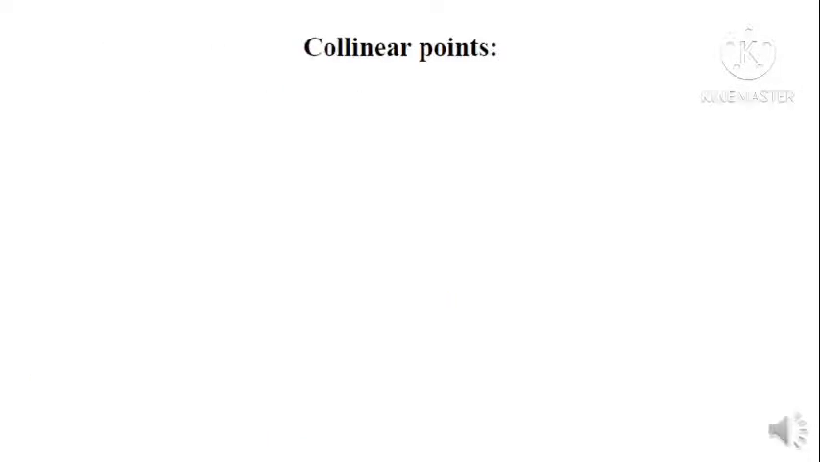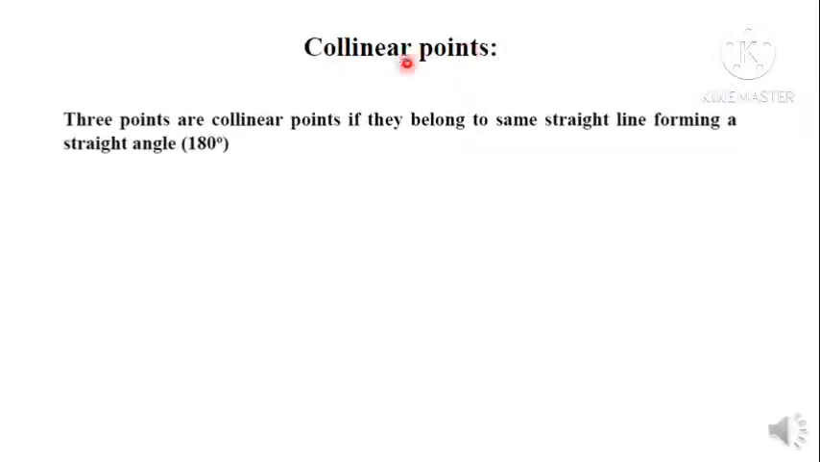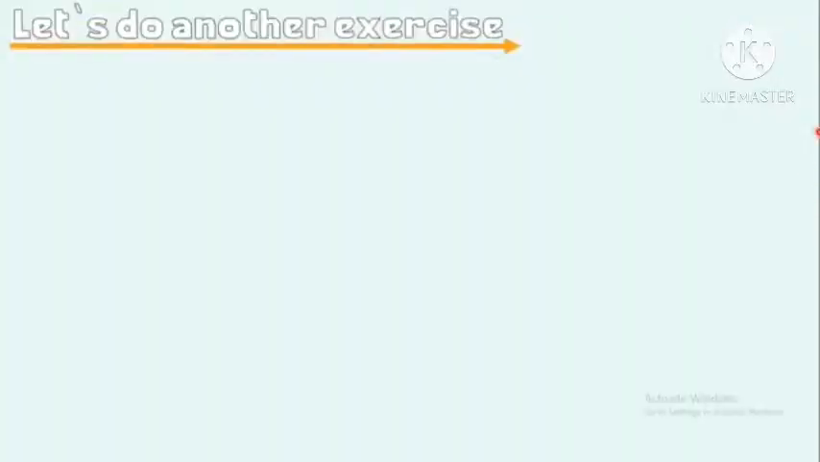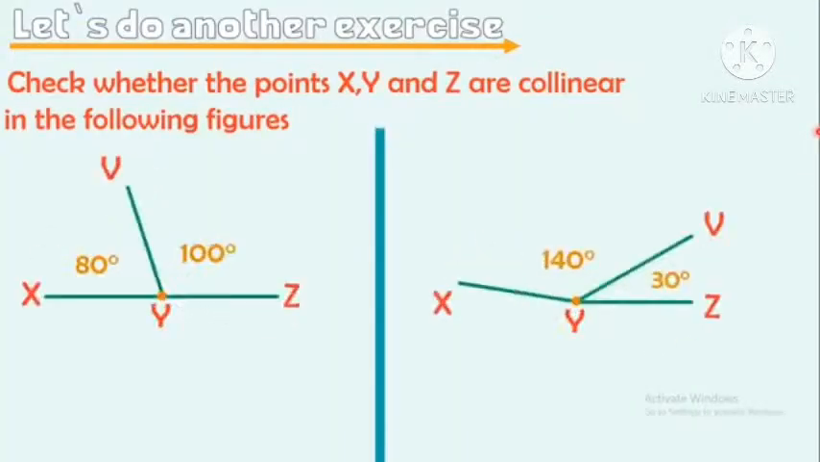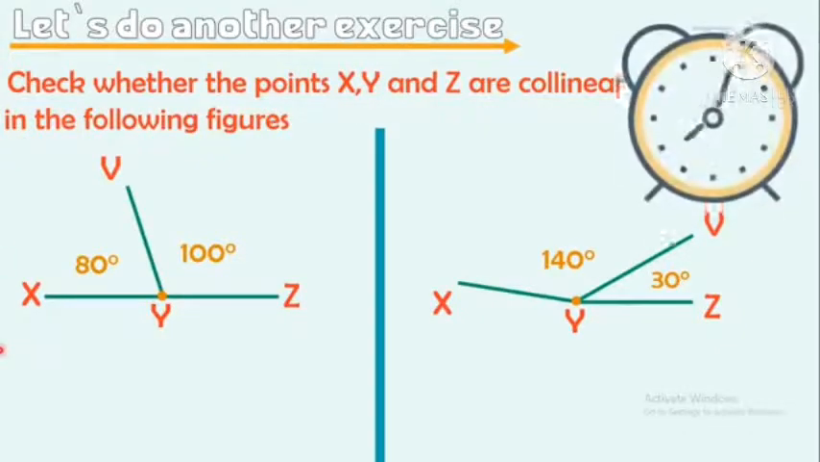Okay, now we are going to explain a new idea, which is collinear points. The definition of collinear points: 3 points are collinear points if they belong to the same straight line forming a straight angle which is 180 degrees. It means their sum. Okay, let's start solving the exercise. Check whether the points x, y, and z are collinear in the following figures. Collinear means they form a straight angle which is equal to 180 degrees.